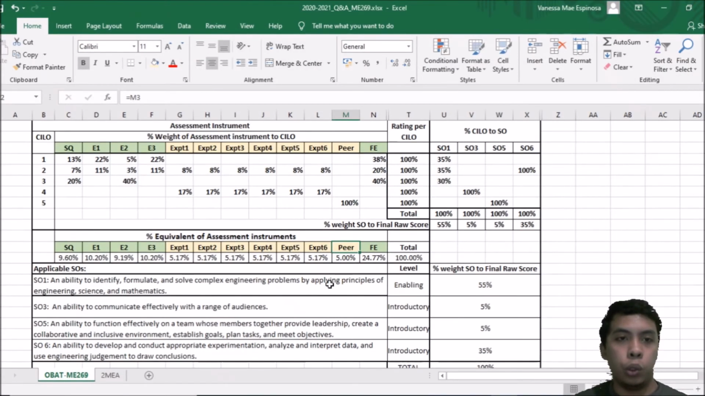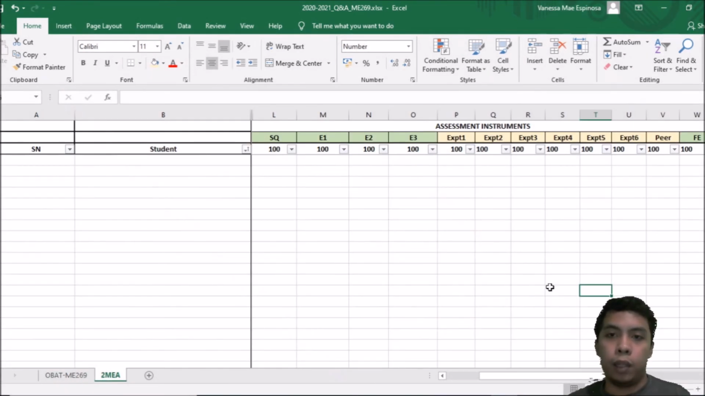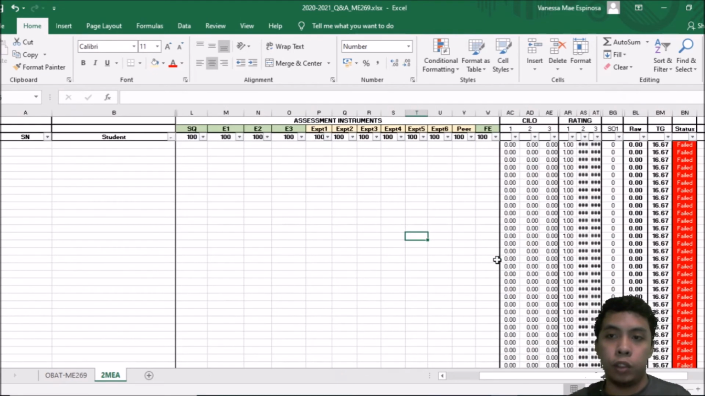So this is the OBAT that I will use for grading your subject. As you can see, it is similar to what I put in the course plan. It is color-coded: light green means it is part of the lecture, and this peach color is included in your laboratory part. I have already discussed this. This will be my format for your recording system, where I will record your grades in the assessment instruments that I will give.